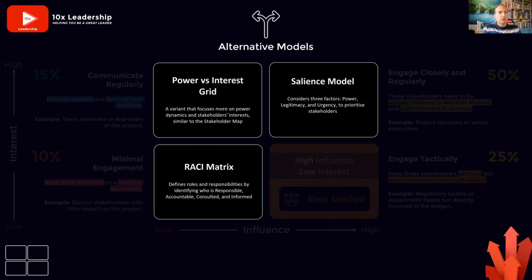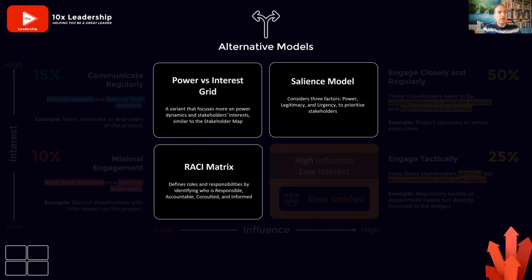There's a salience model, which, to be honest, I don't know a great deal about, but it looks at 3 factors: power, legitimacy, and urgency, and it prioritises stakeholders in that way. So if you're interested in having a look at that, just Google it. I'm also going to have a look, and if it's something that I think is a really good tool to have in your toolbox, I will do a video on it.